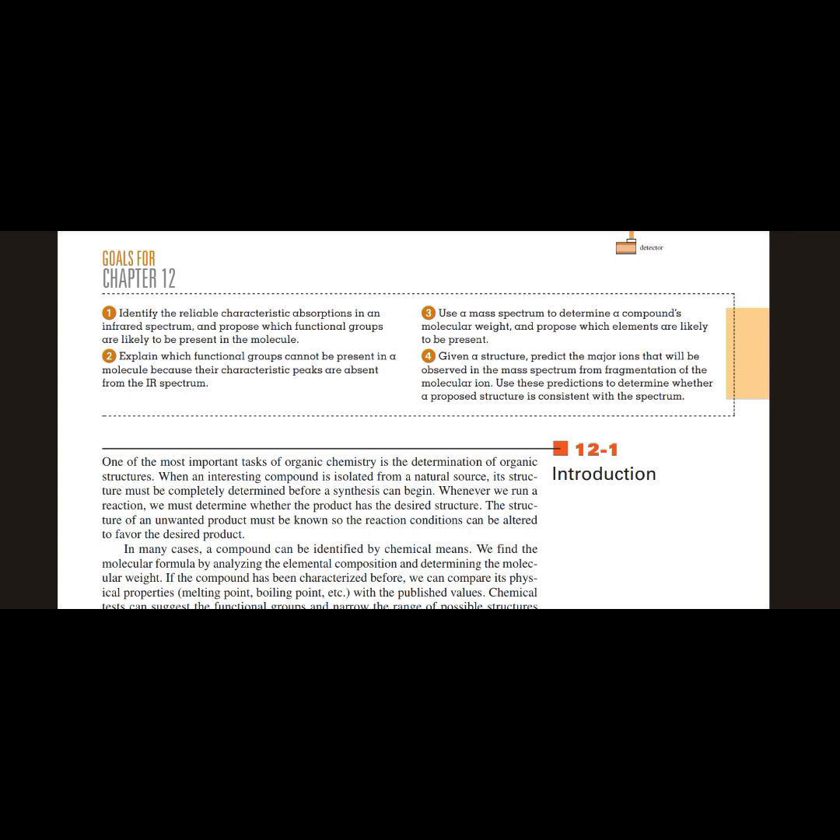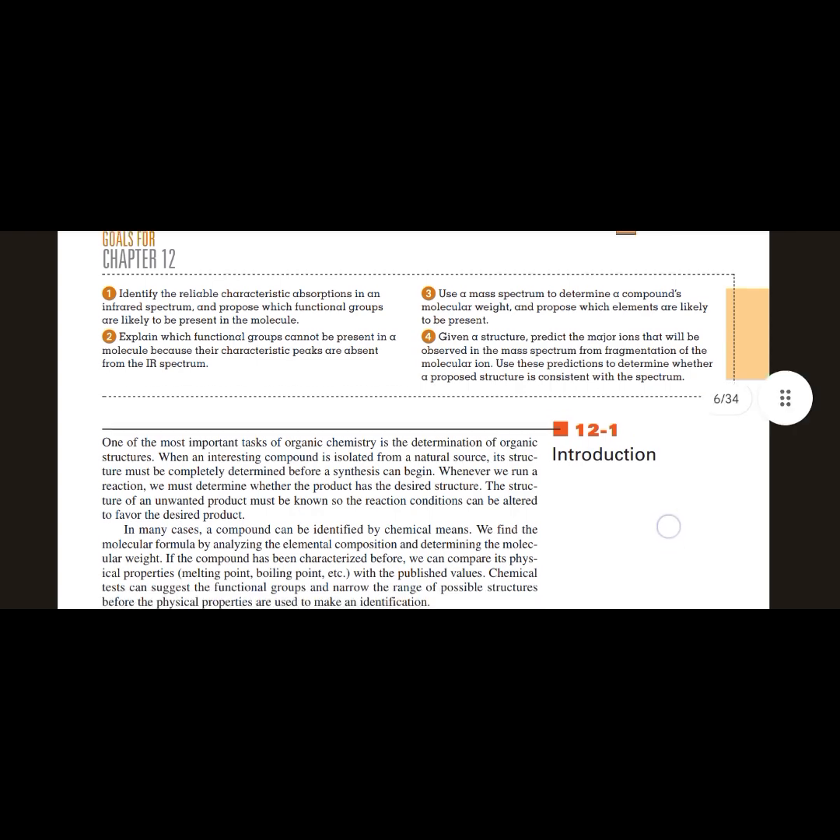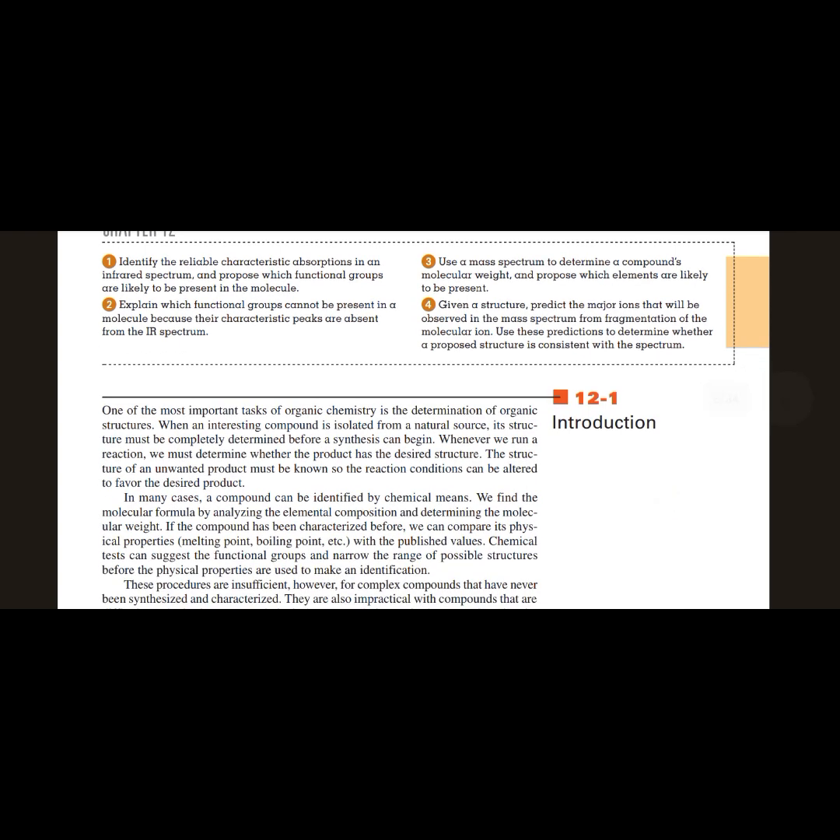When an interesting compound is isolated from a natural source, its structure must be completely determined before a synthesis can begin. Whenever we run a reaction, we must determine whether the product has the desired structure. The structure of an unwanted product must be known so the reaction conditions can be altered to favor the desired product. In many cases, a compound can be identified by chemical means.